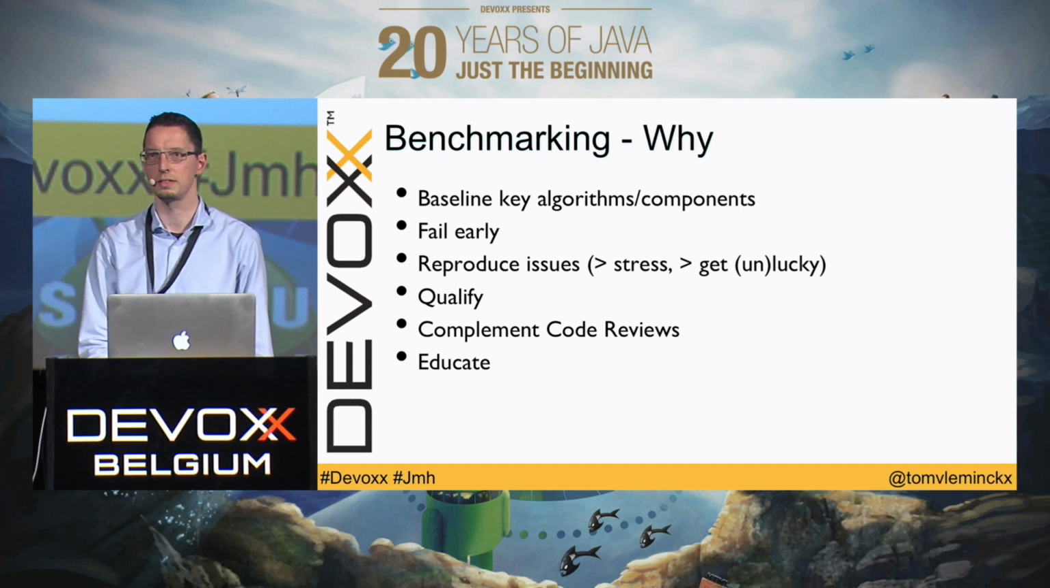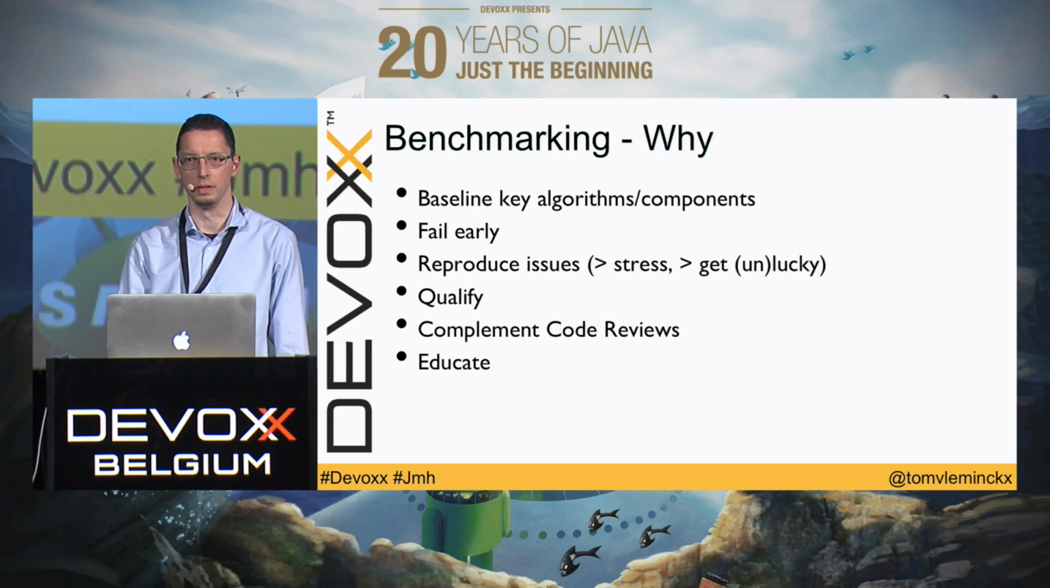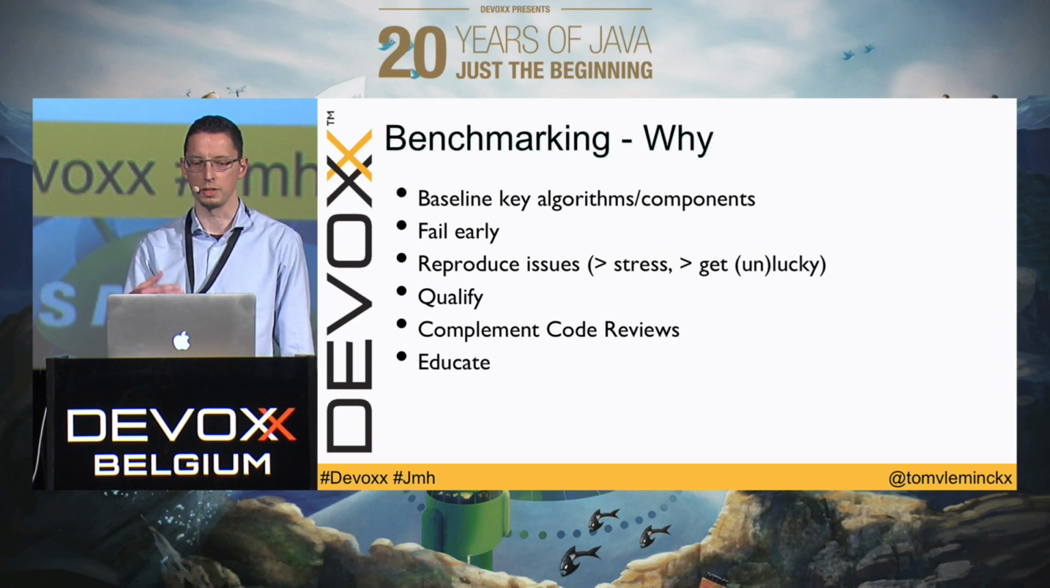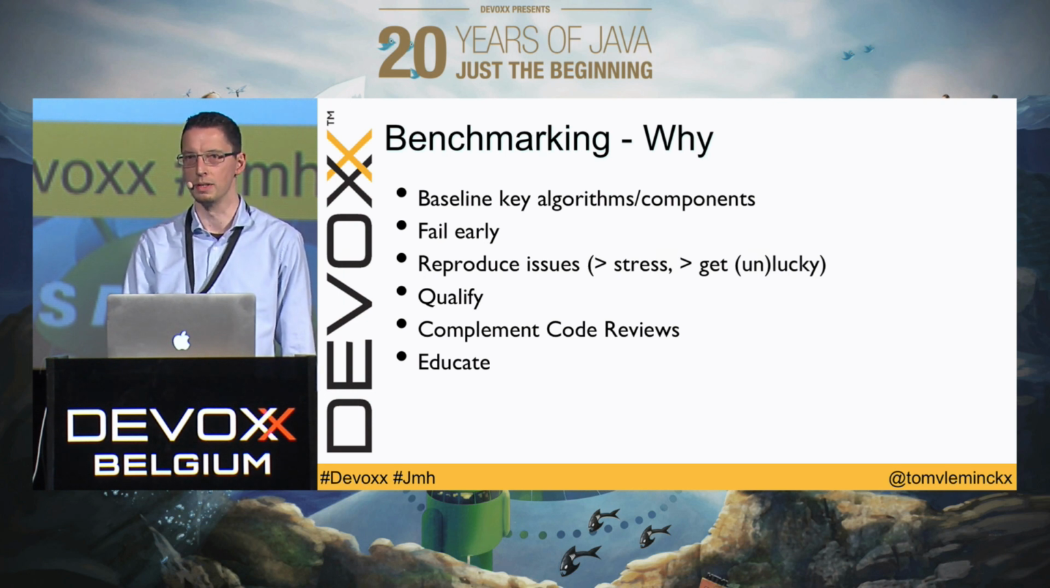What you also want to do is you want to fail early. Just like with unit tests, they run very early in the cycle of delivering your software, your benchmarks also. So if you have a problem, if you see that you're not hitting your baseline, you have a huge regression, you can fail your build, you know it early.